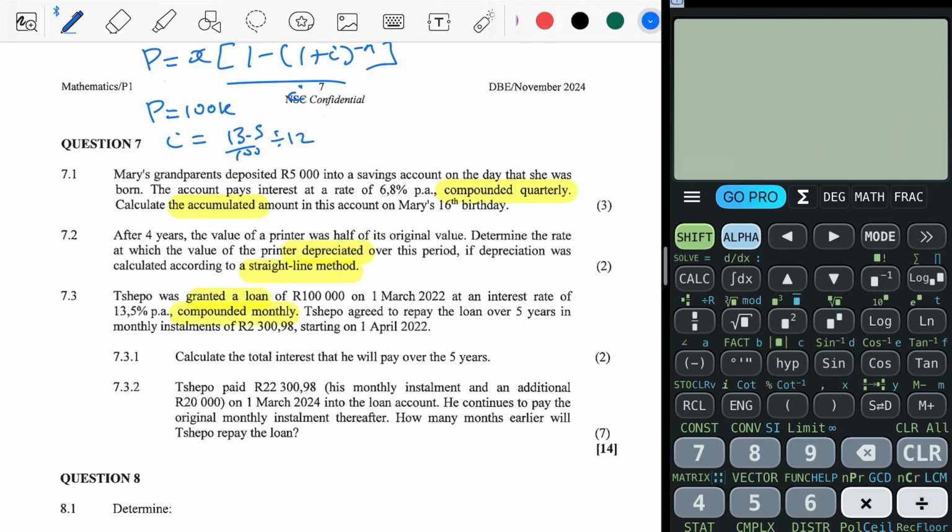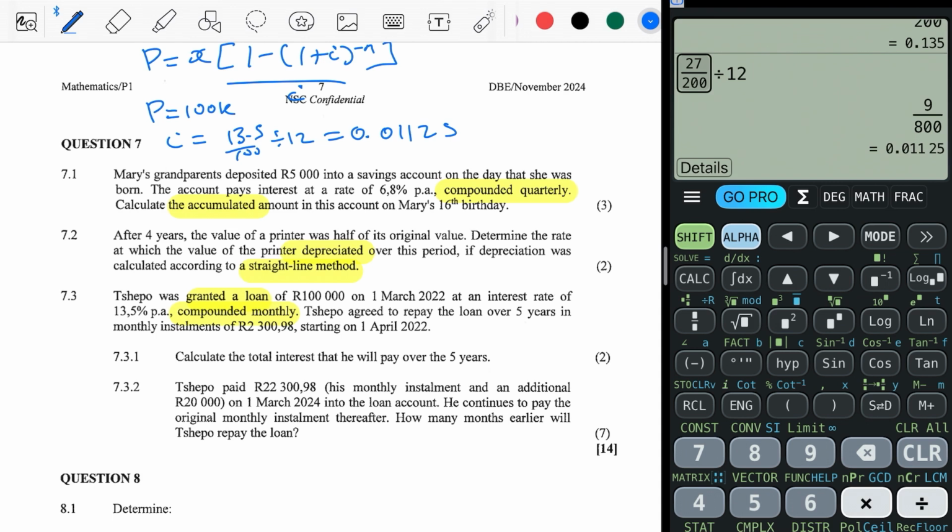Then you can just type this up: 13.5 divided by 100, and then divide that by 12, since it is compounded monthly. And you get 0.01125. You see what I'm doing is, as I read, I dissect the information that I get. If it's a big elephant, you just chop it up a little bit, and then it becomes easier.